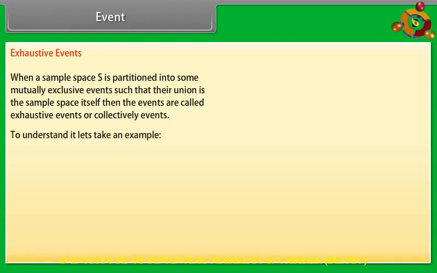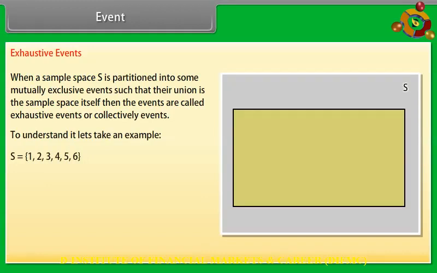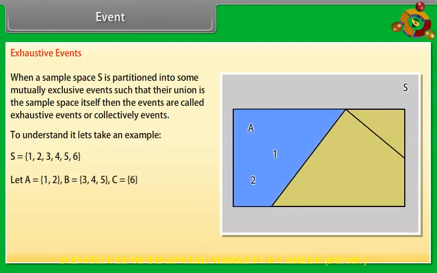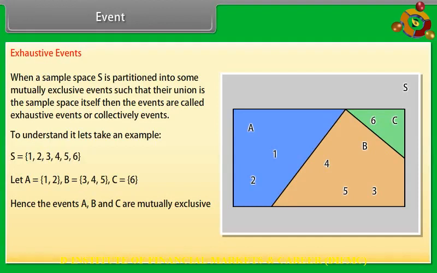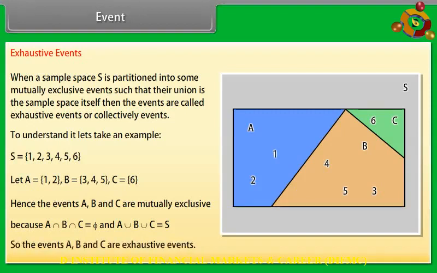To understand it, let's take an example. S is equal to 1, 2, 3, 4, 5, 6. Let A is equal to 1, 2. B is equal to 3, 4, 5. C is equal to 6. Hence the events A, B and C are mutually exclusive because A intersection B intersection C is equal to phi, and A union B union C is equal to S. So the events A, B and C are exhaustive events.